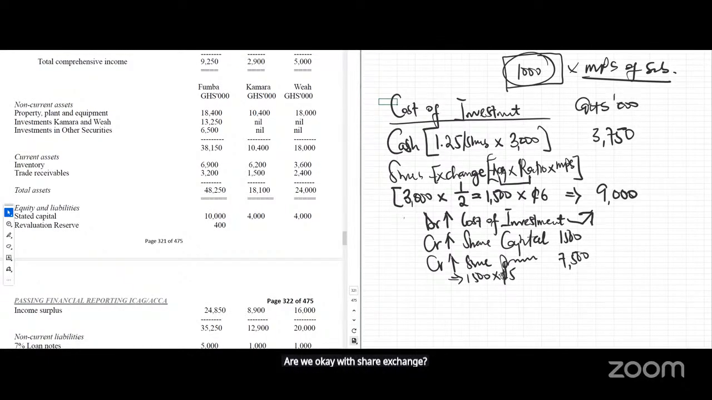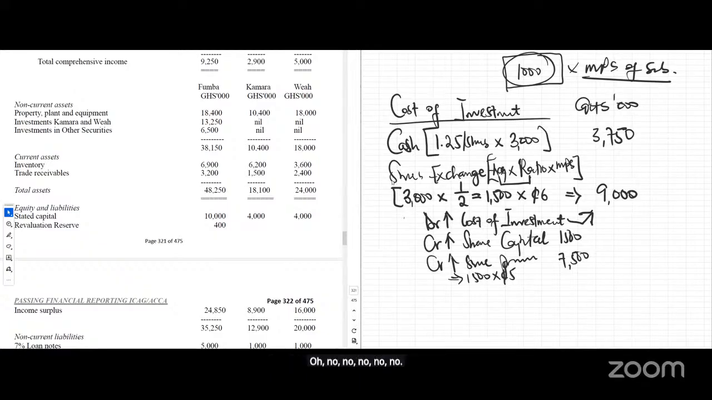Yes, sir. Are we okay? Hello, hello, sir. Yes, please. The treatment of the cash, the entries. You said the treatment of the cash? The entries, you've not done the entry.